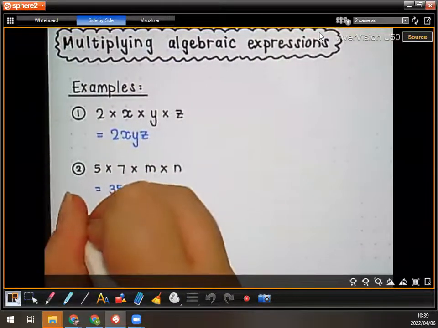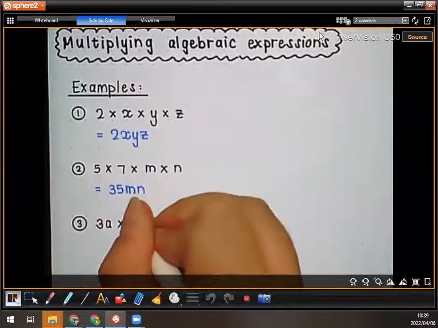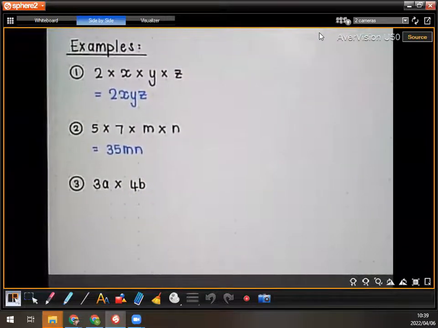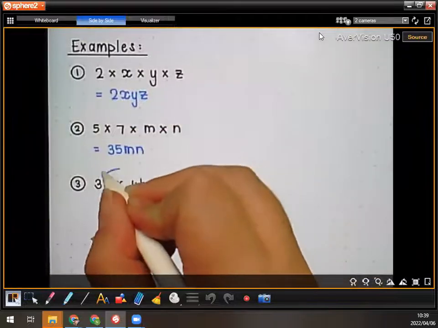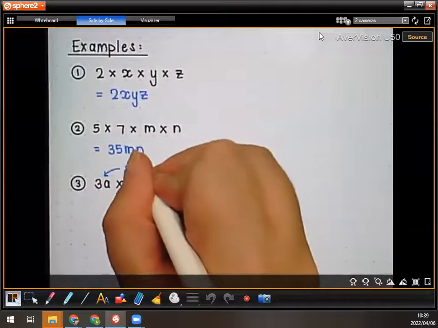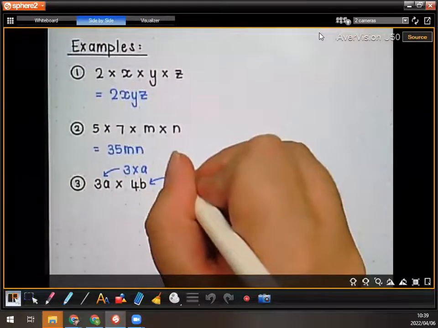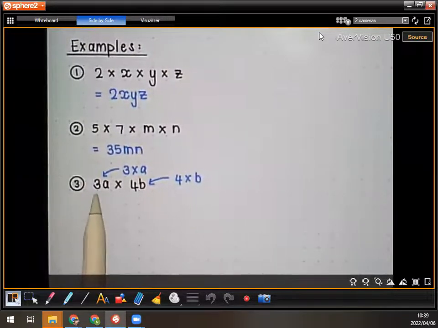Now, if we have example 3, if we have 3a times 4b. Now, this looks a little bit different from the first ones. But guys, 3a is the same as 3 times a. Do we agree with that? You can add that at the top if you want. 3a is the same as 3 times a. And 4b is the same as 4 times b. So actually what I have here is 3 times a times 4 times b.